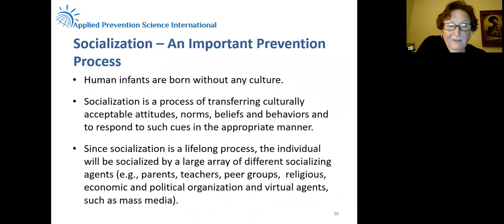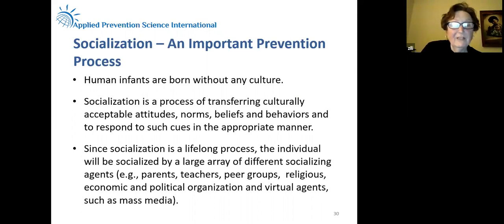And what is socialization? First of all, it says there, human infants are born without any culture. Socialization is actually acculturating human infants. We are socialized from when we're born, and across the lifespan by a number of different groups that influence what we do. Our parents influence our attitudes, norms, beliefs, behaviors. When we go to school, school shapes some of these, either reinforcing attitudes and norms that our parents deliver to us, or challenging them, or giving us a different way of looking at things.